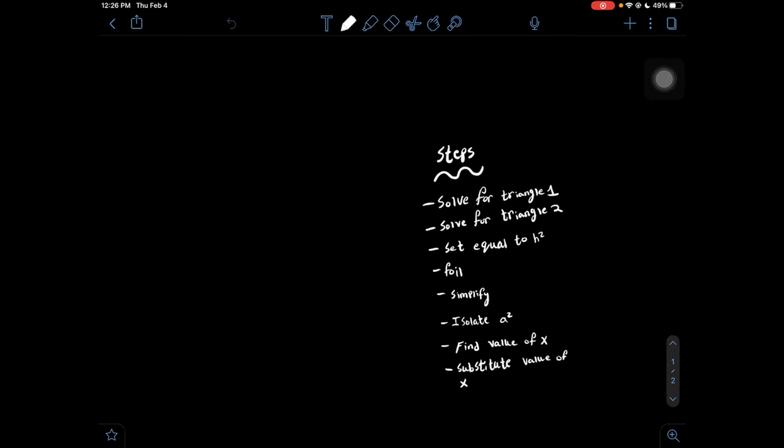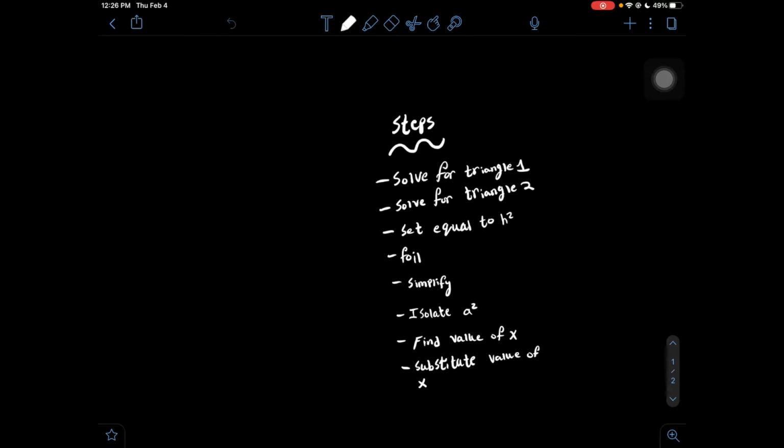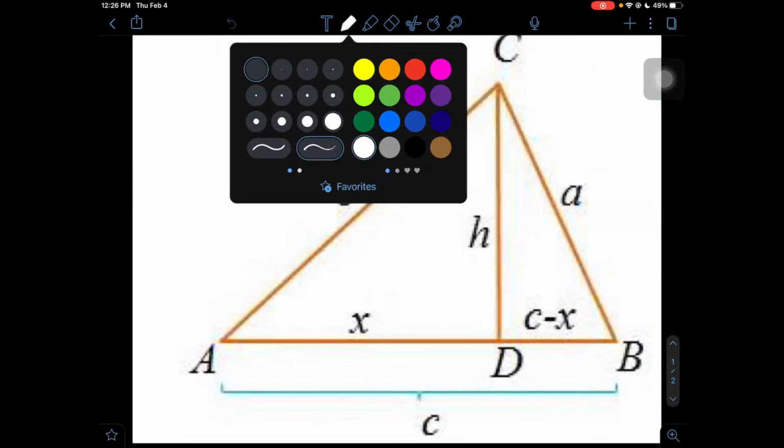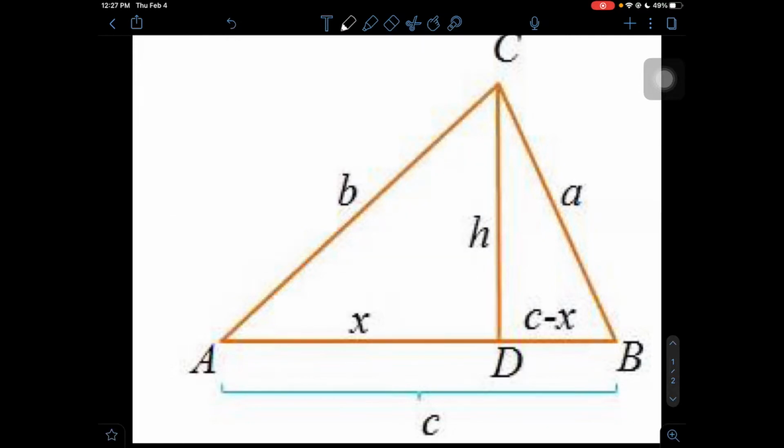As we can see, the first step to derive the law of cosine is to solve for triangle 1, then solve for triangle 2, set equal to h squared, FOIL, simplify, isolate a squared, find the value of x, and then substitute in the value of x. Alright, so first let's look at our triangle. Again, we're going to separate triangles. Now let's call this triangle 1 and this triangle 2.